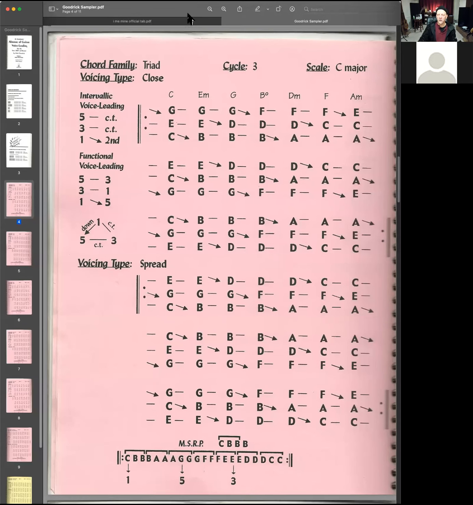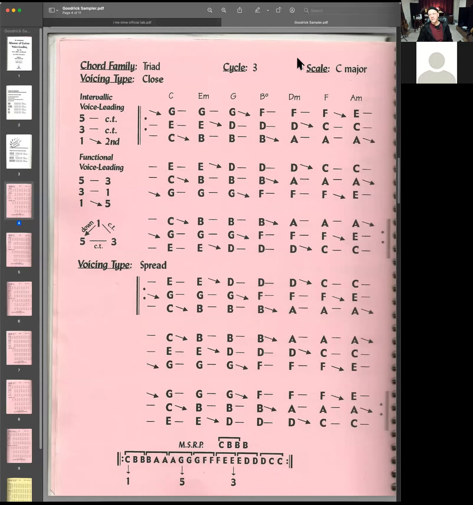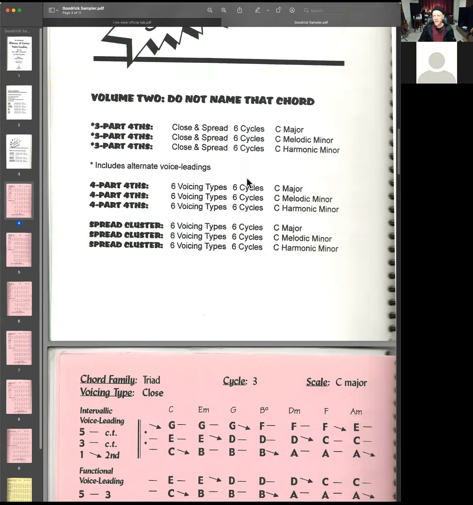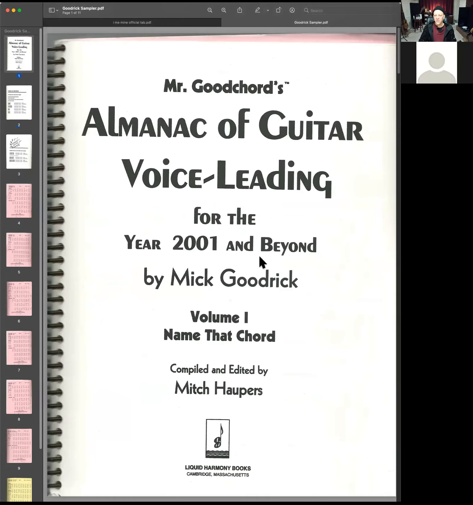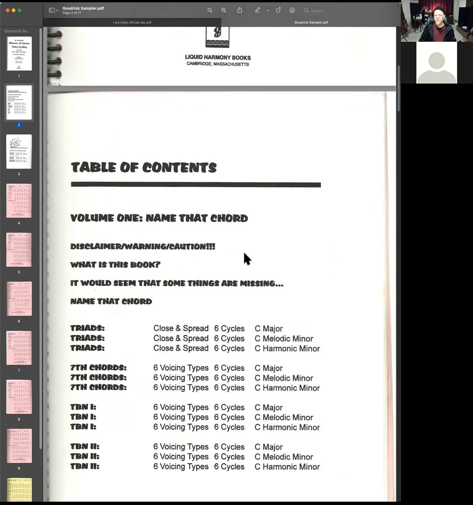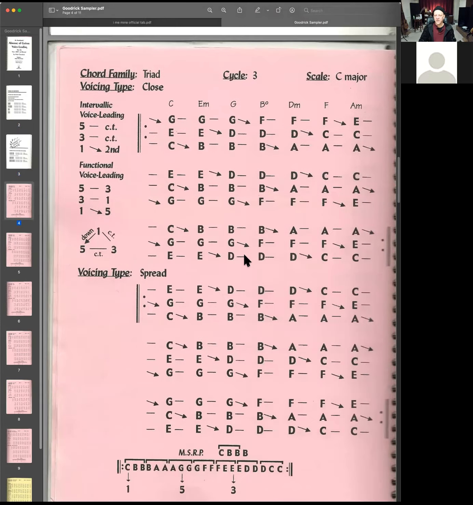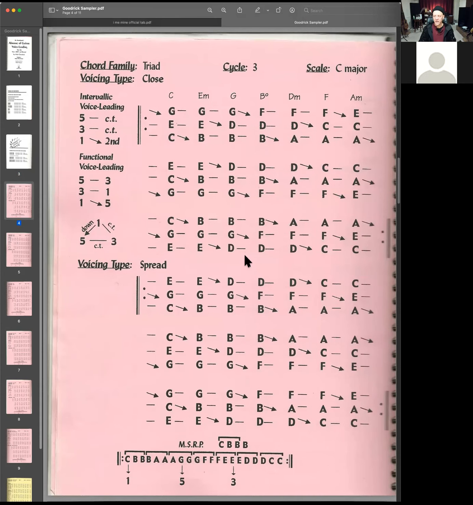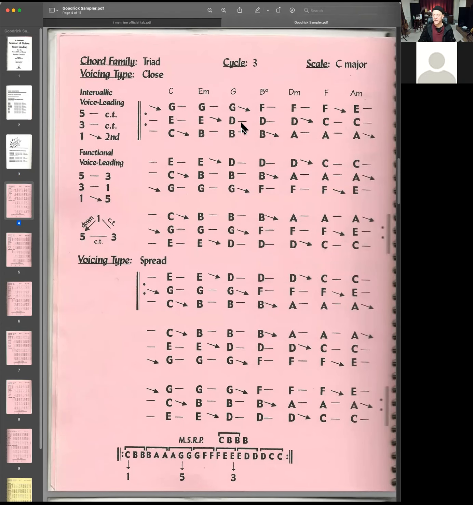Okay, now, aside from that digression, let's go over here. There are a lot of ways to get at this information, but this one requires no musical notation, which guitar players like. It's from this book, The Almanac of Guitar Voice Leading for the Year 2001 and Beyond by Mick Goodrick. There's just a few pages in here, and this book is out of print. If you can find copies, they're ridiculously expensive, but the information is available in lots of places. And this is exactly what we were talking about here, cycle 3.